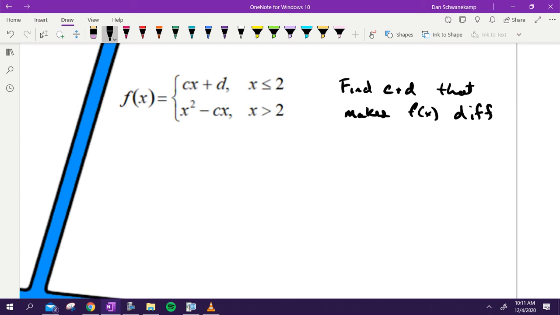Those would be the directions. The top thing is a line. C and D are two constants. That's a line. The bottom thing is a parabola. Lines are continuous and parabolas are continuous and differentiable. The only worry is at 2.